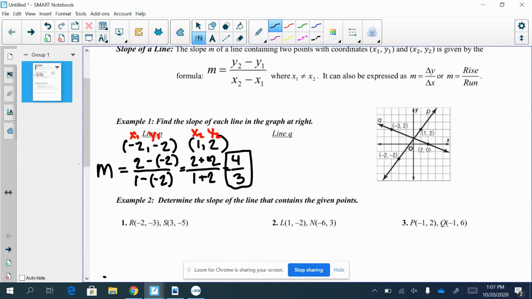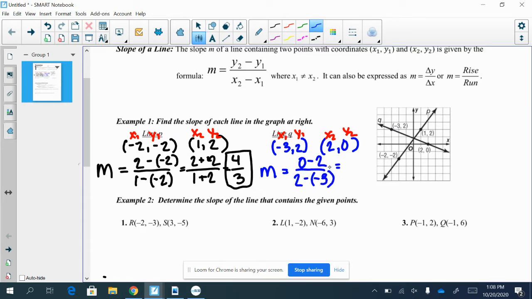Line Q has points of (-3, 2) and (2, 0). Okay, so (x1, y1) and (x2, y2). So my slope there would be 0 minus 2 all over 2 minus -3, which ends up being -2 over 5.